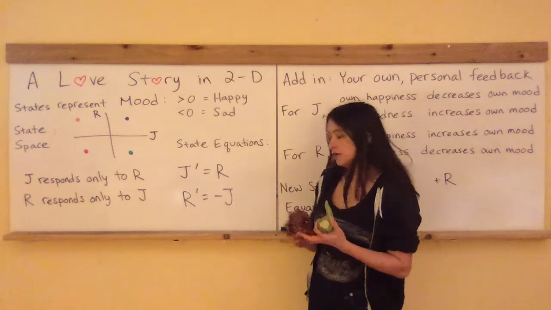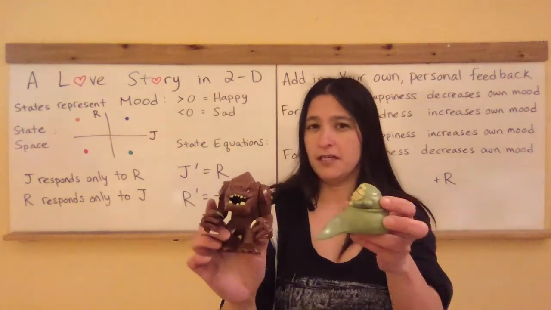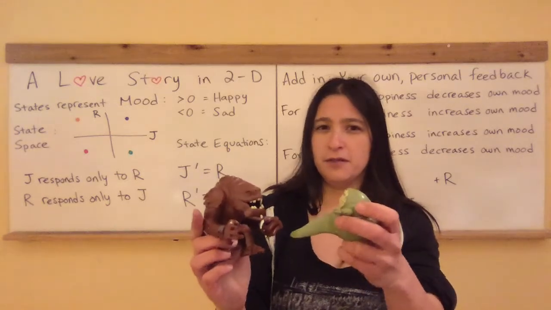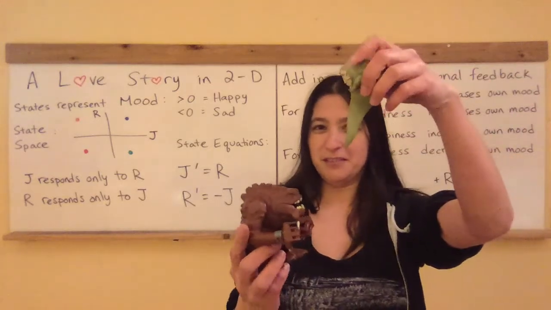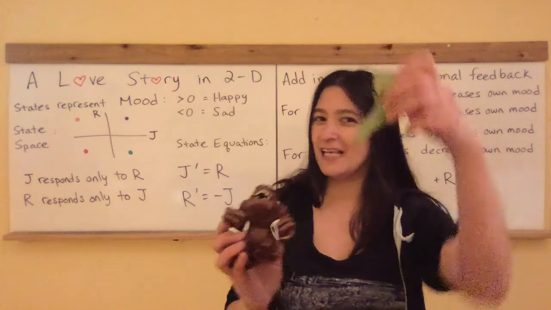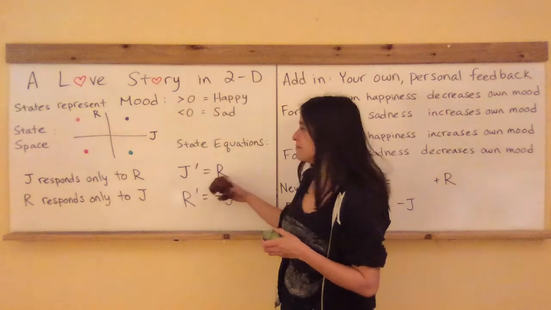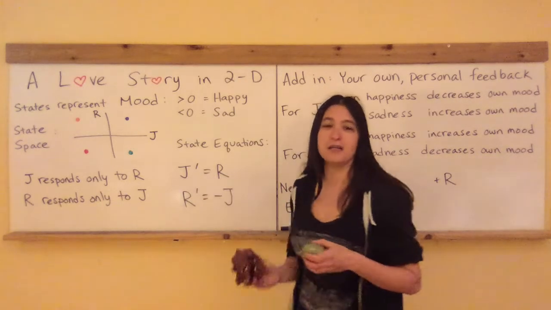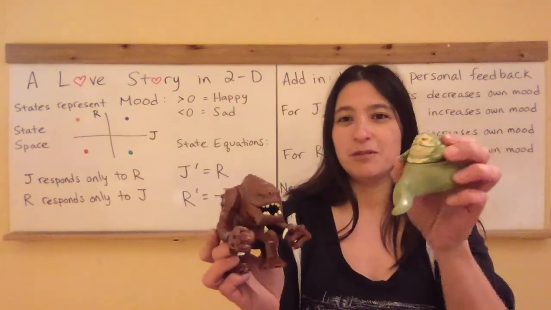Alright, so again, Jabba just responds to how Rancor's feeling on any given day. Jabba wakes up in the morning, and he goes over to Rancor, looks down at the pit. Actually, I guess it's more like this, right? And Jabba looks down and he says, "Hey Rancor, how you doing?" If Rancor's happy, that means that the state value R is positive. And if Rancor is happy, that means the rate of change of J prime is also positive. That means whenever Rancor is in a happy mood, it elevates the mood of Jabba the Hutt.